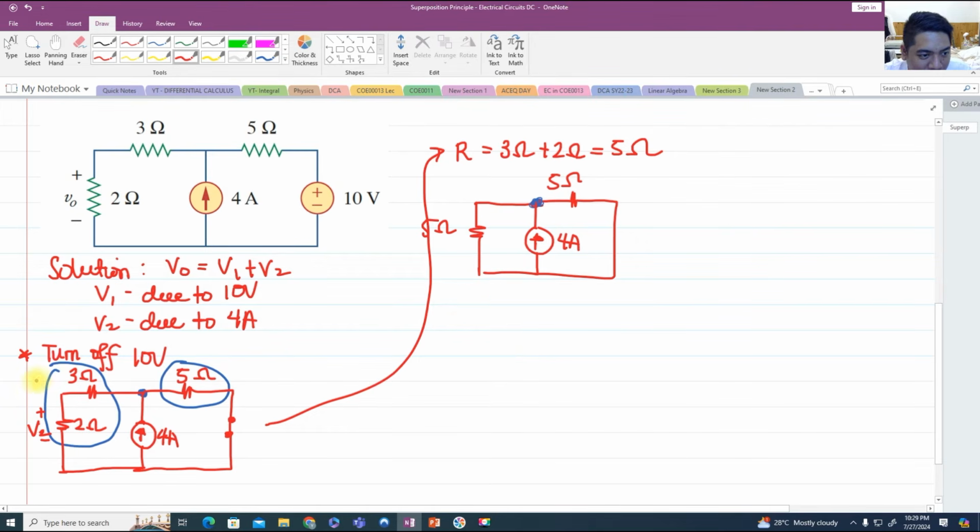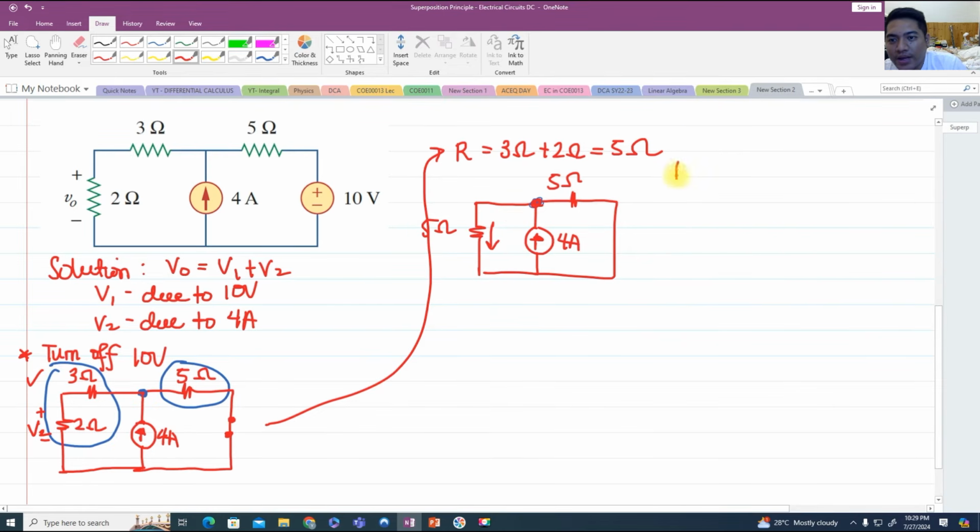Now, why did we add 3 ohms and 2 ohms? Again, from the principle that series resistors have the same current. So it's okay to simplify. If I get the current here in the 5 ohms, which is the combination of 3 ohms and 2 ohms, I can conclude that the current in the 5 ohms is also the current in the 2 ohms. Okay, so that's why I combine.